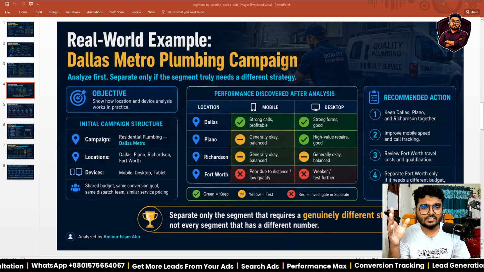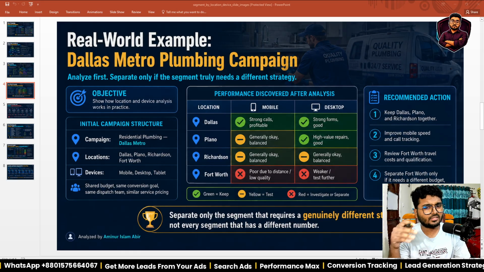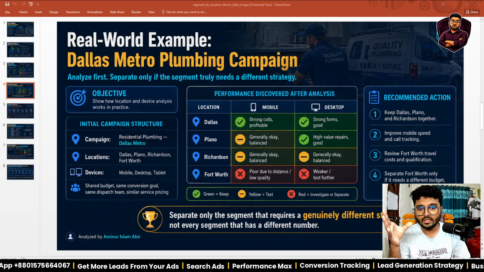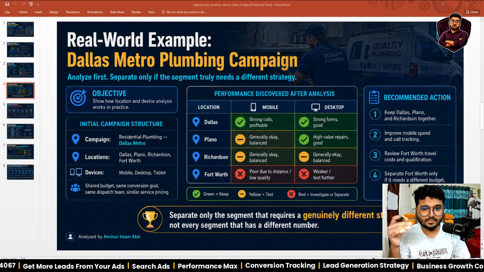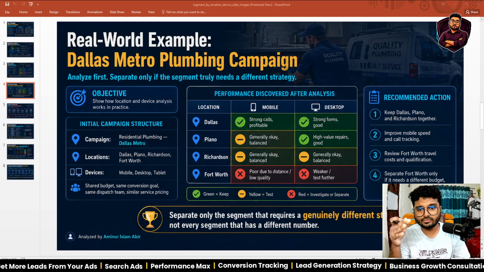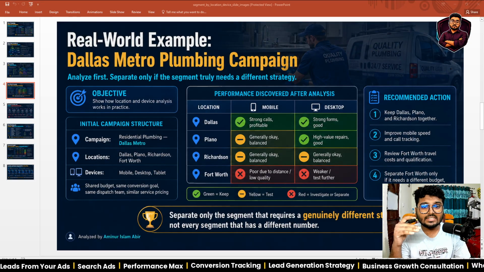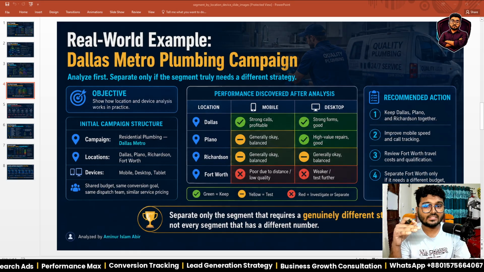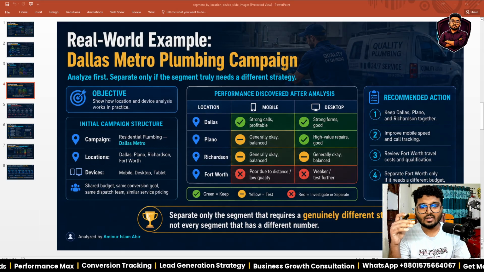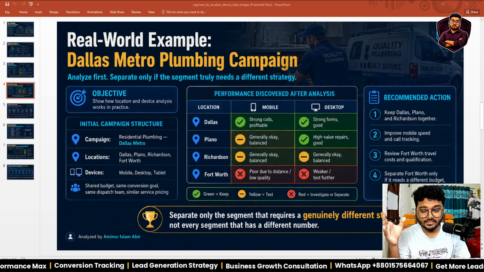Dallas desktop generates good quality form submissions. There is no strong reason to separate it. And Plano desktop produces fewer leads, but many become high value scheduled repairs. Instead of immediately creating a new campaign, the business could first test Plano specific reviews, local service area messaging, or stronger location proof on the landing page.